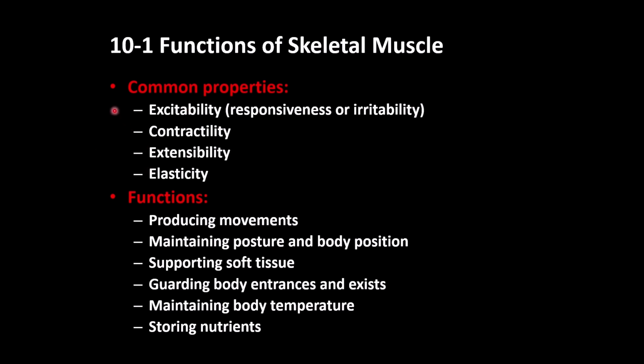One is excitability, which is also called responsiveness or irritability. That is because the skeletal muscle has a change in the membrane potential. So it has the ability to change its membrane potential, and that is due to its response from nervous tissue. That excitability will cause contractility, and the contractility will produce tension. And that is the main function of the muscle.